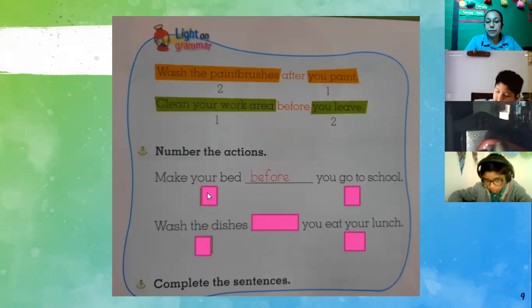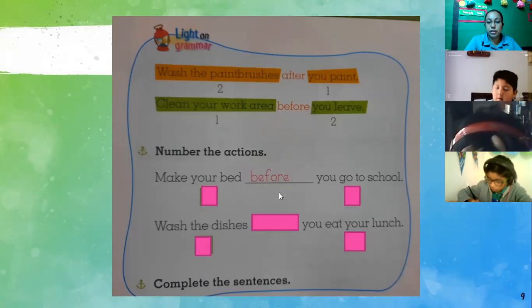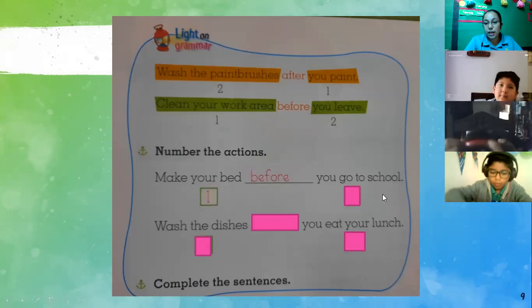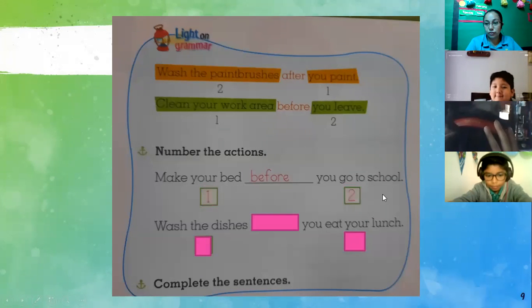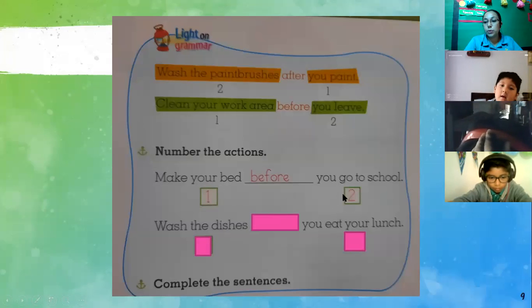Make your bed is the first action or the second action? Okay, first action. Yes, this is the first action. You go to school. That means this one is the second action. First, you make your bed. And the second action that you develop is you go to school.